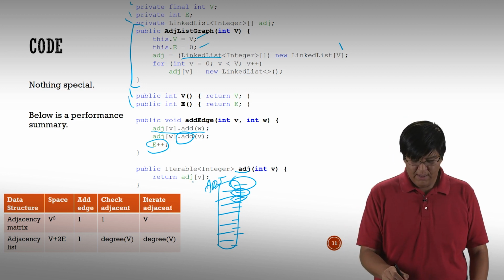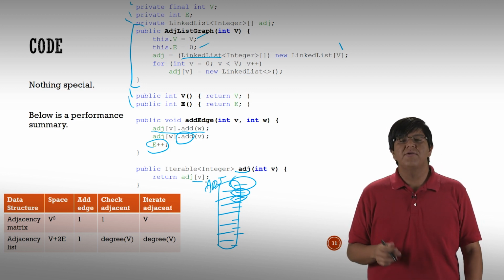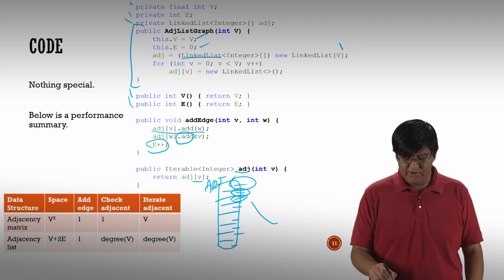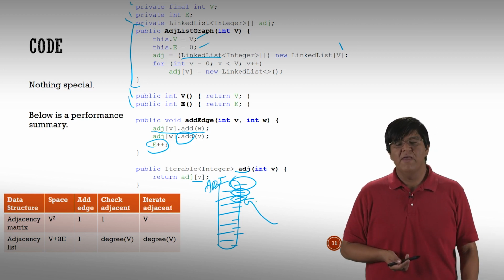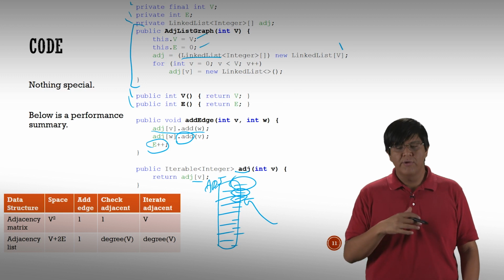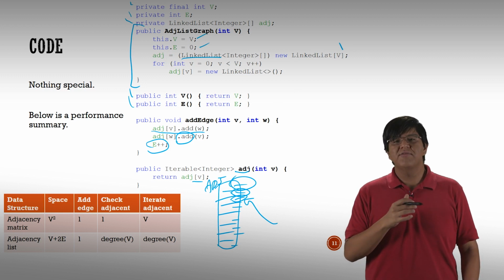So I look inside that array, I look at that Vth position, and return whatever's there. I return that list that I have, and then the outside world can see who is adjacent to it. Who is next to it.